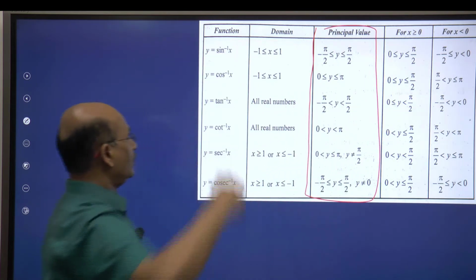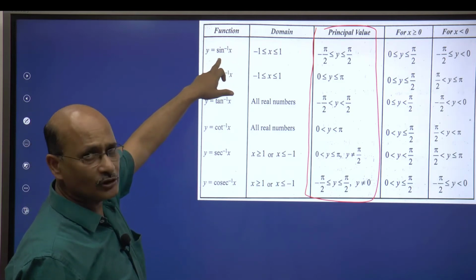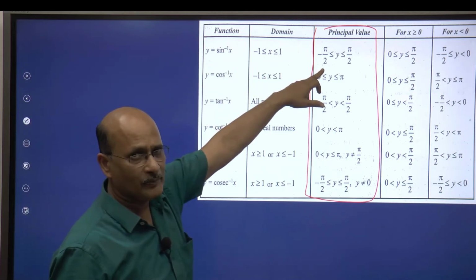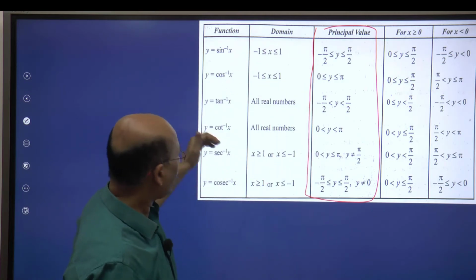This portion. So, the principal value of inverse trigonometric functions. What is the principal value of inverse trigonometric function? Sin inverse x: minus pi by 2 to pi by 2. Cos inverse x: 0 to pi. Tan inverse x: this. Cot inverse x: 0 to pi.